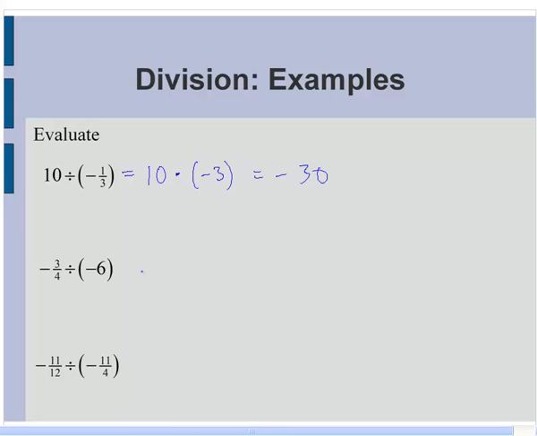Negative 3/4 divided by negative 6 can be written as negative 3/4 times negative 1/6. So that would be a positive, and we would have 3 times 1 over 4 times 6. Thinking of that 6 as a 2 times 3, and removing the common factor of 3, we would have 1/8.